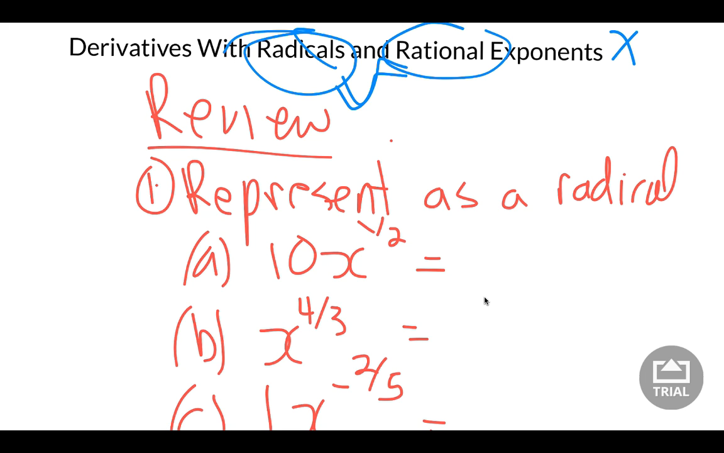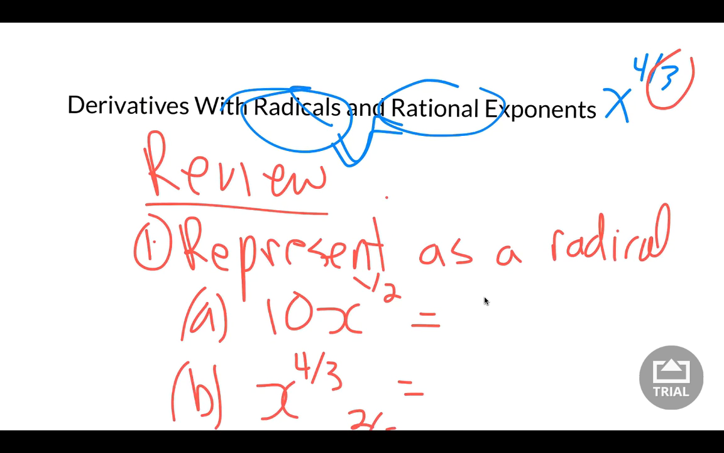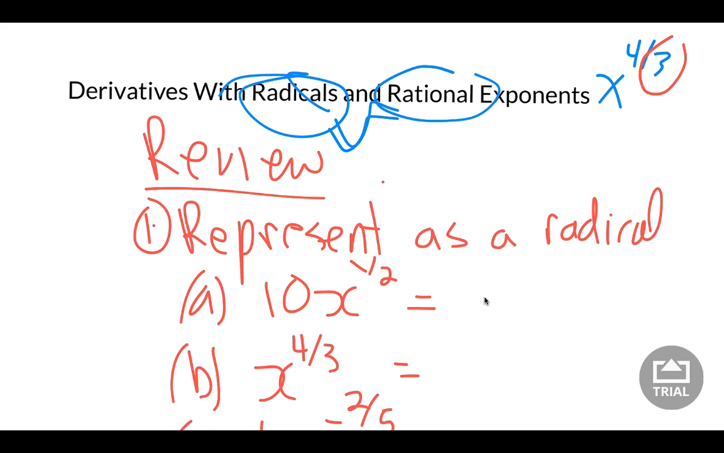So if I had x to the 4 over 3, and just as a reminder, a bit of review there, this means the root, the 3, is the root, and the 4 is the exponent. Okay, and going back and forth is what I'm going to do right now. So let's do some review then.